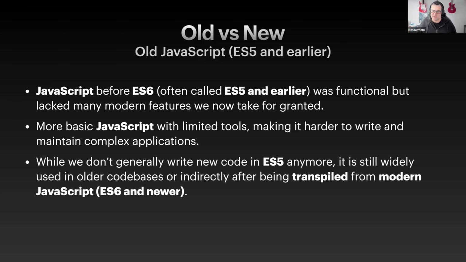ES5 and earlier was a really great programming language, but it didn't have many of the newer features that other languages have, which meant it was quite limited and got quite hard to maintain more complicated code bases. It was very easy to get yourself in a big mess with scoping your variables and things.